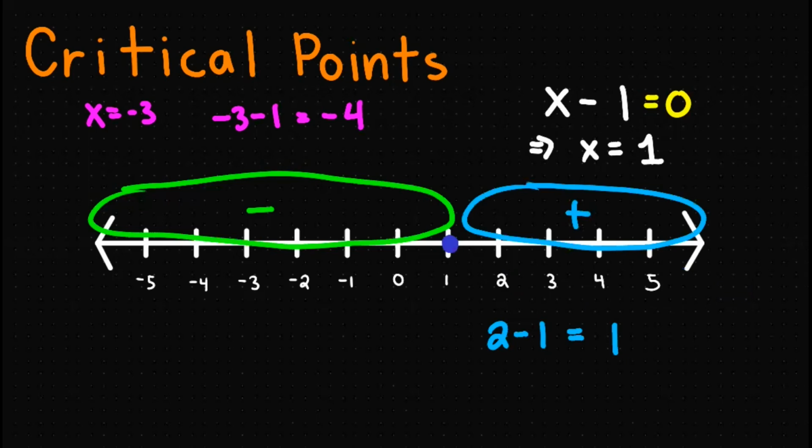Critical points are like the point wherein the given expression, in this case, the given is x minus 1, is the point wherein it splits the region into either negative values or positive values, since the value out here is 0. So that is how critical points in a sense work.